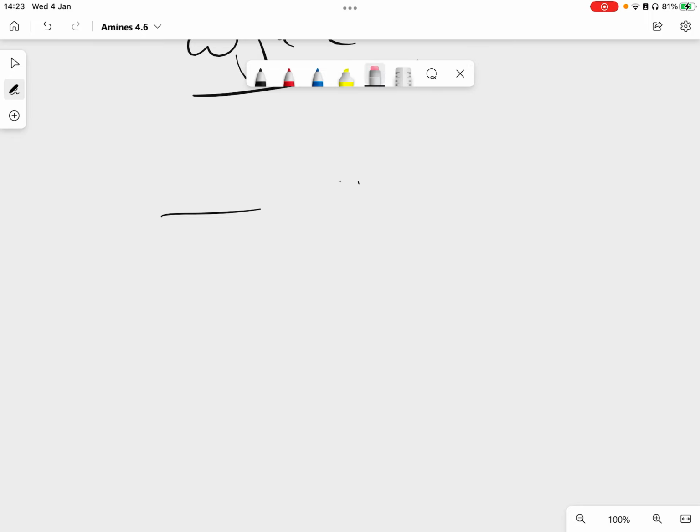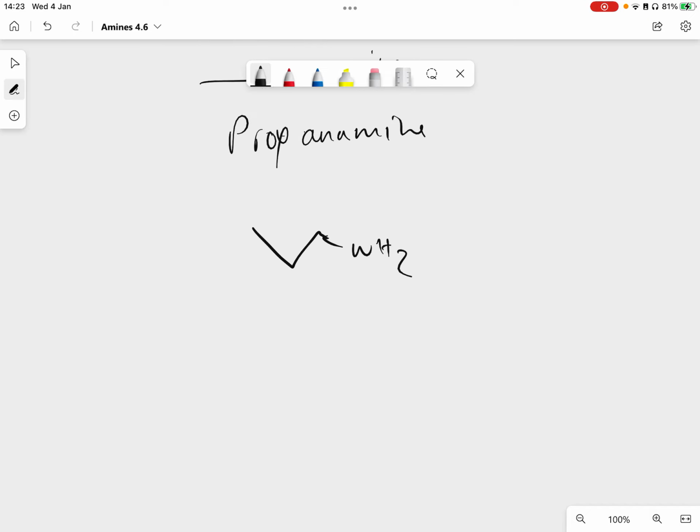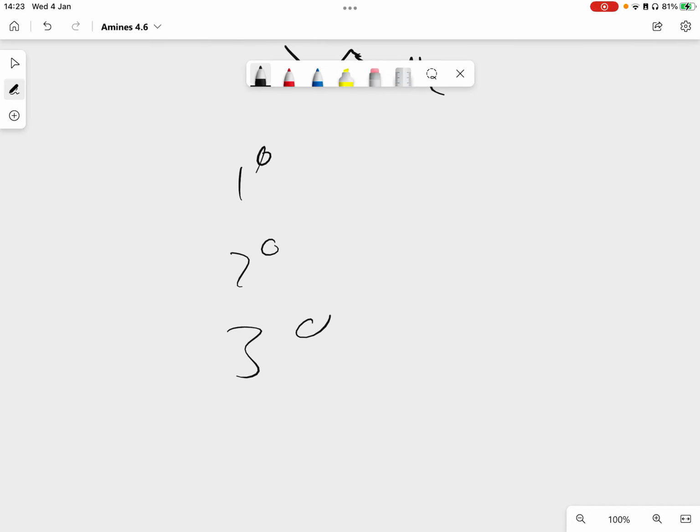Oh, I really can't spell. Amine. So if it was propanamine, it would look like this. That is propanamine. It's basic. Okay, so you can have a primary amine, a secondary amine, and a tertiary amine, like an alcohol.